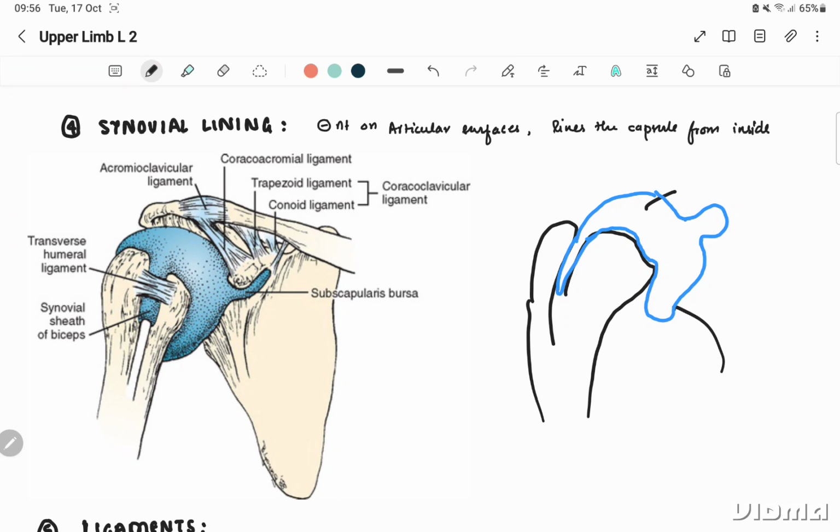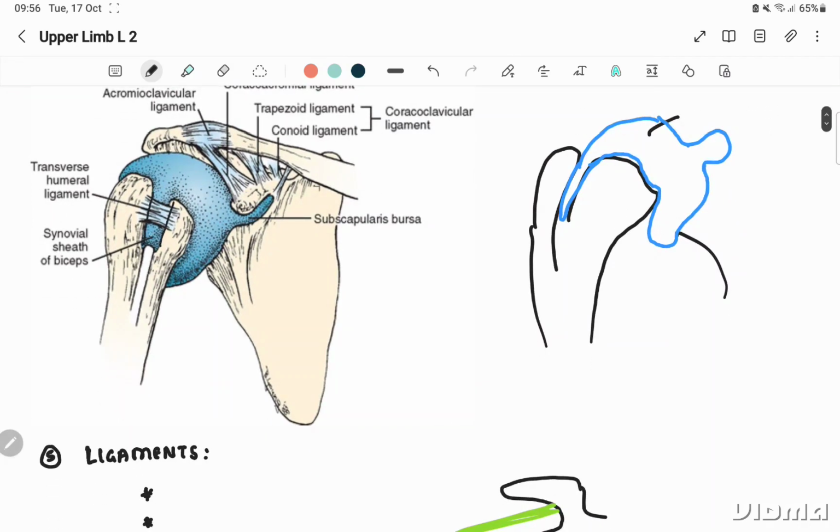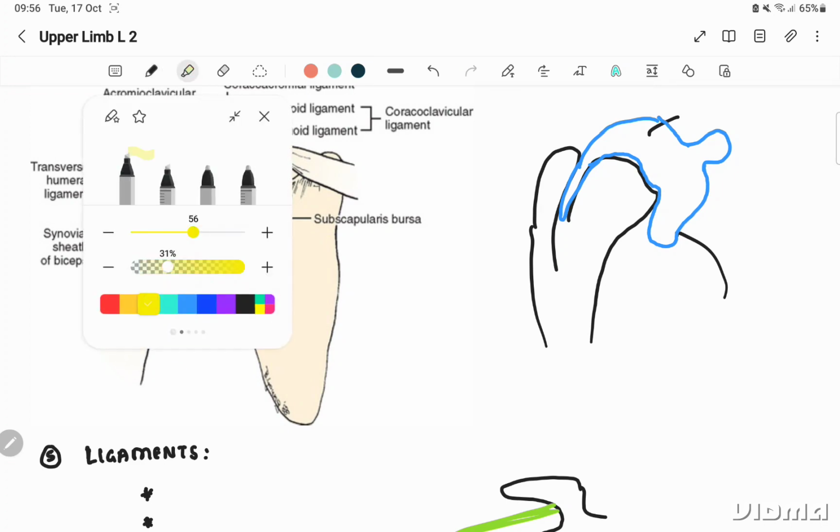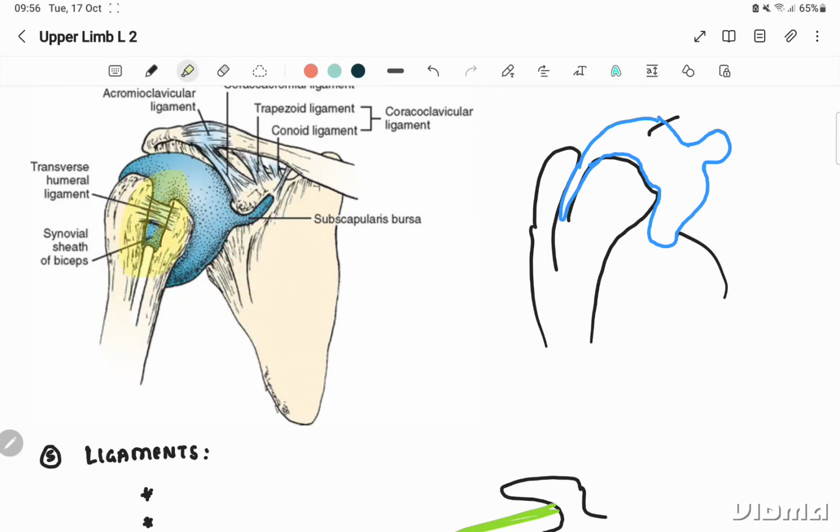Synovial lining also extends as a tubular sheath around the long head of biceps. Okay, and deep to the subscapularis also. Let's see this here. Extends as the tubular sheath around the long head of biceps and deep to the subscapularis muscle. So two bursas are formed. So the first bursa, this one, and the second bursa is this one.